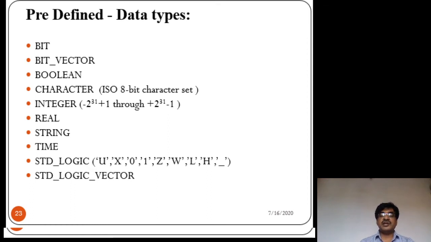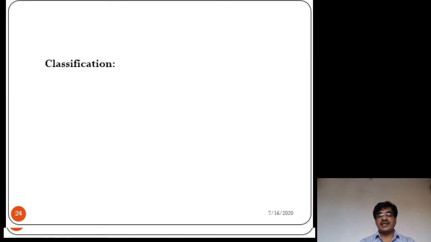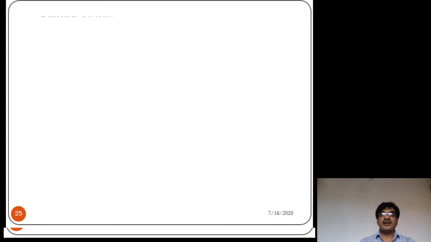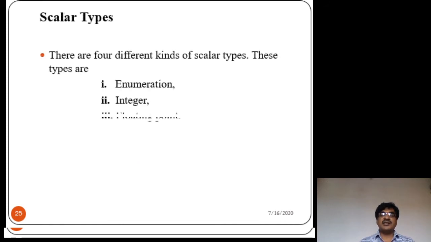Then coming to how the user can define his own data type. Let us see. User defined data types are of four classes: scalar types, composite types, access types, and file types. Coming to scalar, the subclassification is enumeration type, integer type, floating point type, and physical type.